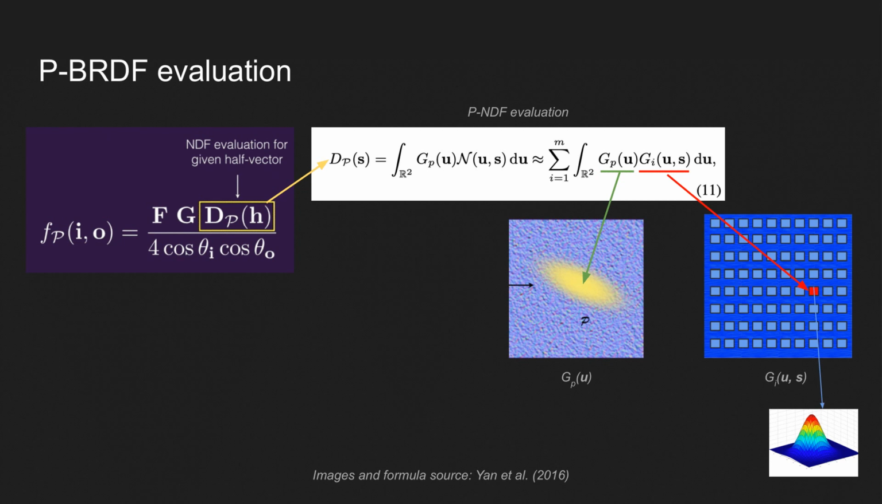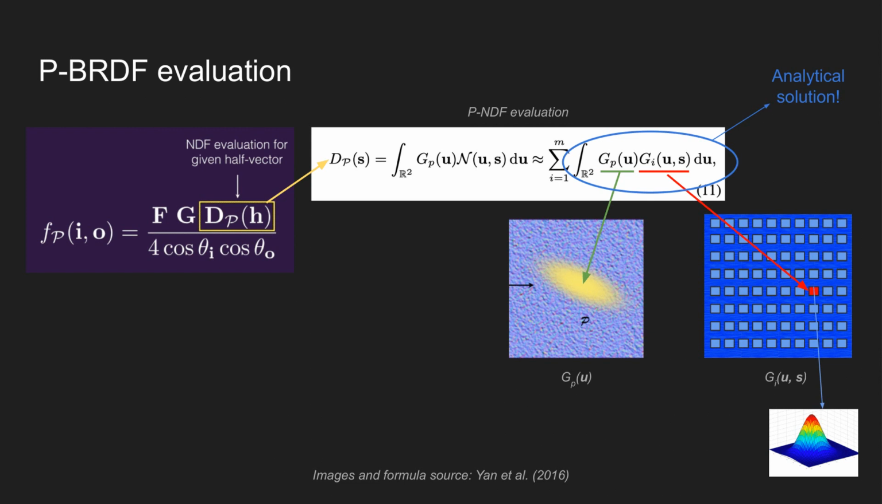The rightmost integrand will collapse to a 2D Gaussian, allowing for an analytical solution to the integral over R2 space. This analytical solution is one of the key contributions of the paper, allowing for great speedups compared to previous work. The analytical solution is explained in the appendix of the paper. We have now briefly explained how we can evaluate the P-NDF, that is, how to calculate the output of the D function that is part of the Cook-Torrance microfacet BRDF model.